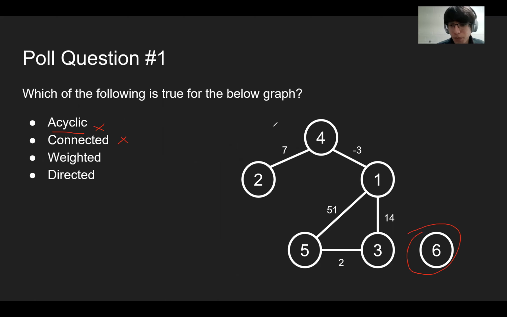Is it weighted? Do the edges have weights on them? They do. Where there's an edge, the edge has some value associated with it. So it's weighted, yes. And is it directed? It's not directed because the edges don't have direction to them. They're all undirected edges, so there are no arrows. So the only one of these which is true of this graph is that it's a weighted graph. And when we look at the answers, that's exactly what we see. Hopefully that makes sense too.